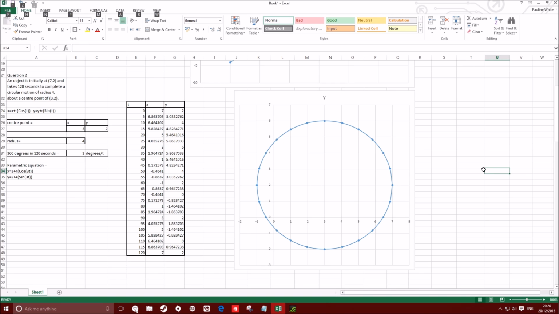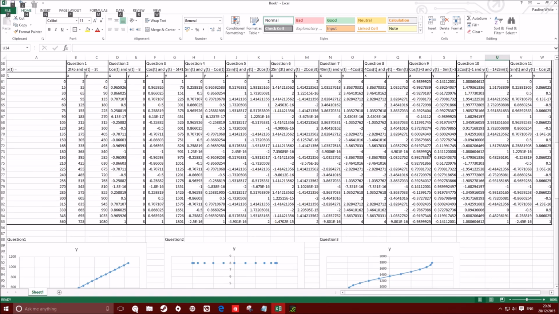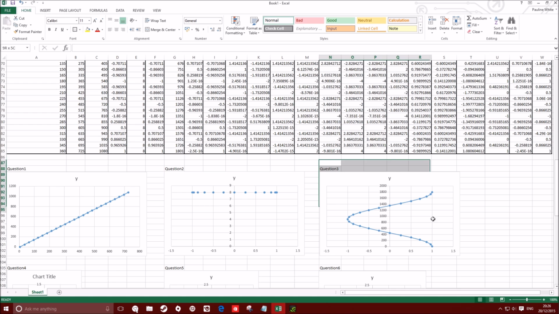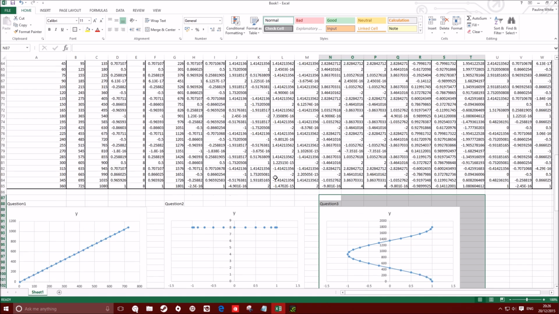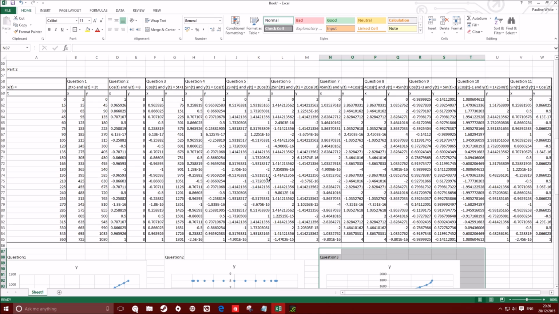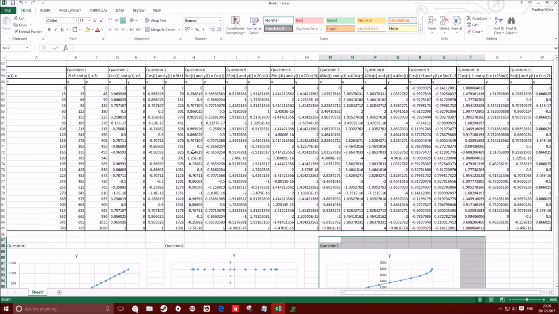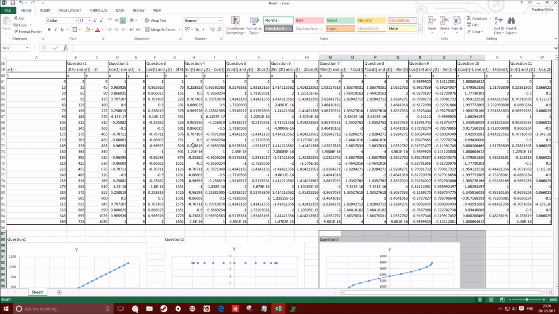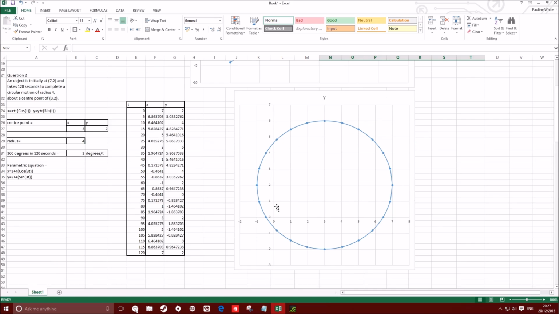Finally, wave type motion. To create wave type motion, I'm just going to use this question as an example. Basically only one of your two variables, x or y, needs to have t multiplied by either cos or sine, while the other one is not. If the other one was multiplied by cos or sine as well, you would get circular motion like this.